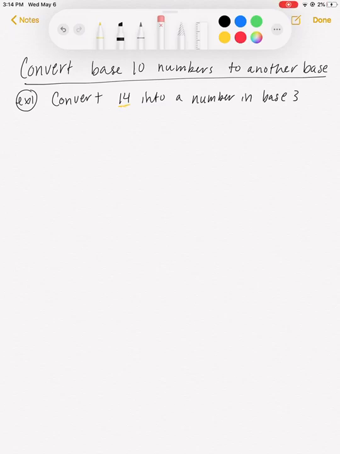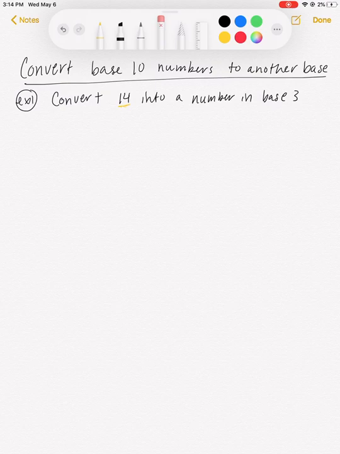Okay, we're going to do some more conversions this time. Last time we were converting numbers from another base into base 10. And so we need to go back the other way and convert numbers that are in base 10 already to another base. Our first example is converting 14 into a number in base 3.